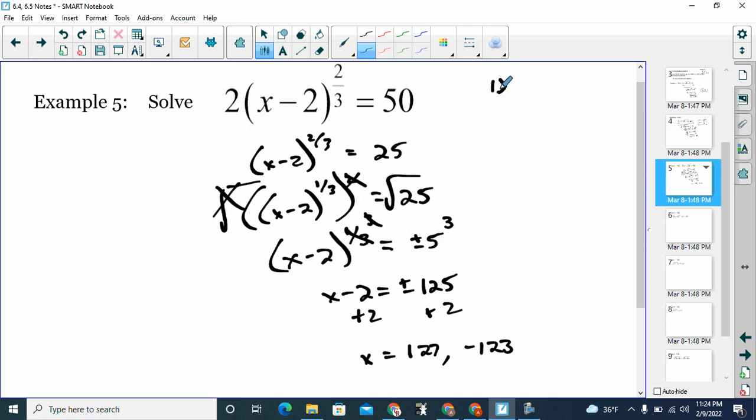125 to the 2/3 would be 5 squared. 25 times 2 gives me 50. That checks. This one also checks. Negative 123 minus 2 is negative 125. To the 1/3 is negative 5. Squared is 25 times 2. They do both indeed check.